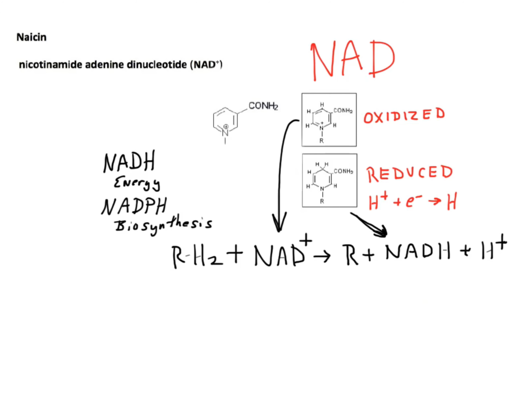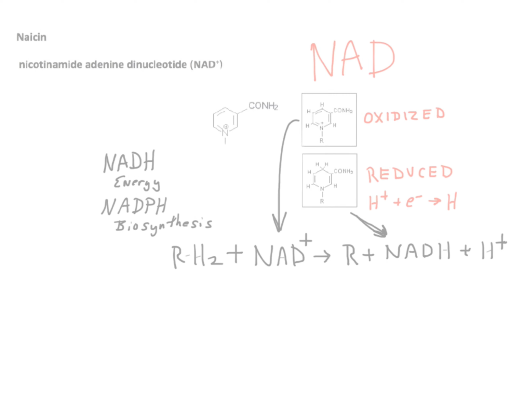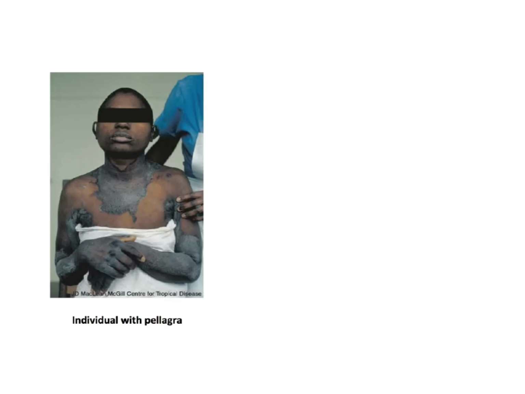A deficiency of niacin results in the condition known as pellagra. Skin lesions are the most common sign, particularly this sort of ring around the neck. Diarrhea, dermatitis, and dementia are the usual signs of pellagra.